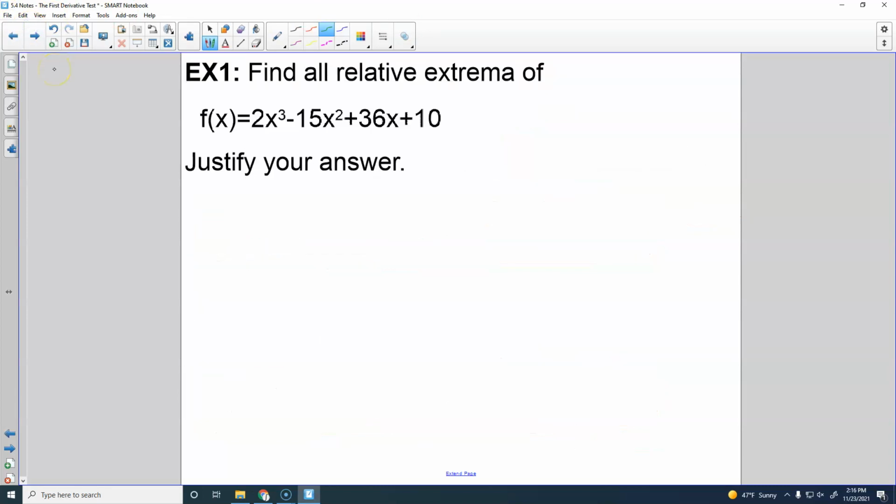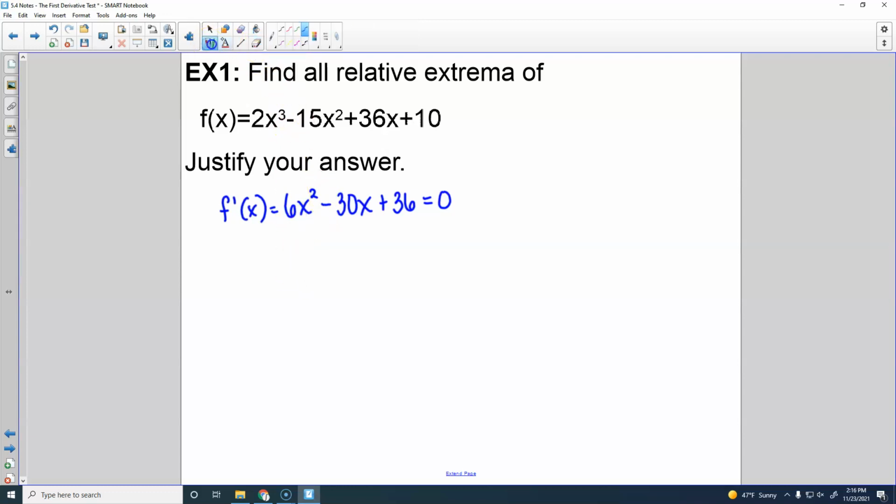Find all relative extrema of f of x equals 2x to the third minus 15x squared plus 36x plus 10. Justify your answer. So, Selena, tell me how to find that derivative. Very good. So once we find the derivative, then what do we have to do? We're going to set this equal to 0, and we are going to factor it. I would factor out the 6 first.